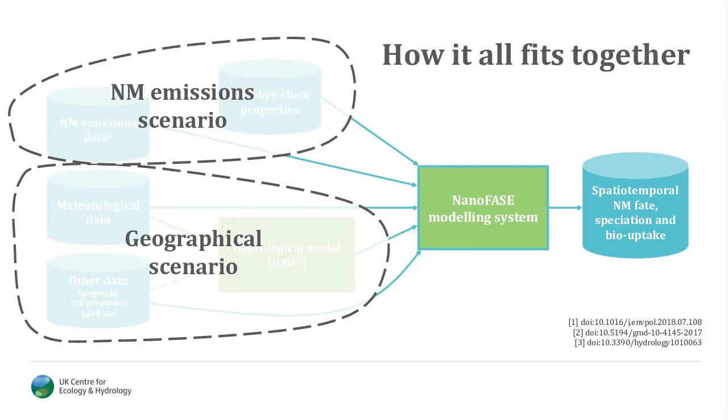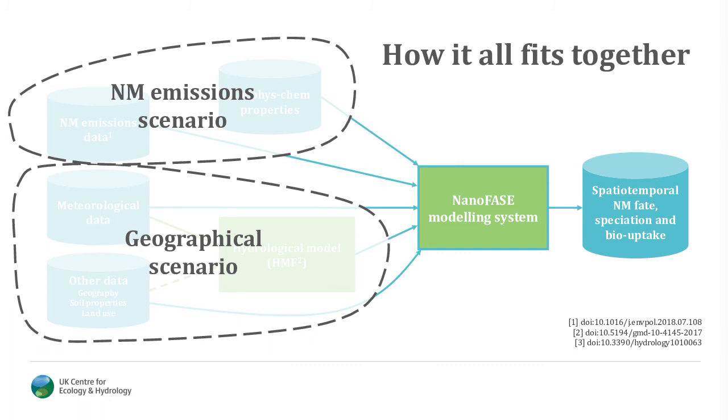This means that the only things that the users need to define are the characteristics of the nanomaterial itself and their emissions to the environment. In fact, we can abstract away the phys-chem properties of the nanomaterials by giving them a predefined list of nanomaterials that they're able to model. And then the only thing they're left to do is to define how, where, and how much nanomaterial is emitted to this fixed geographical region.